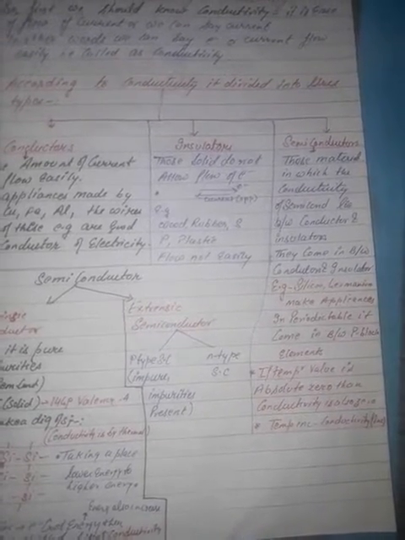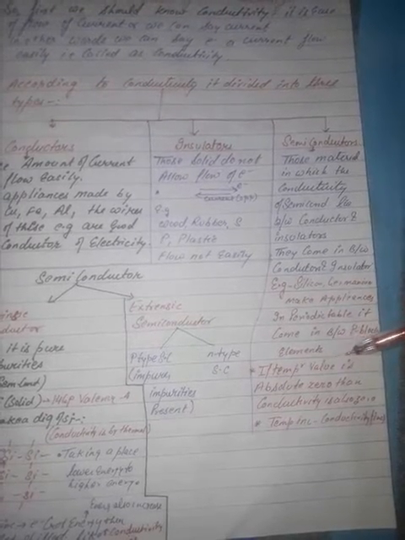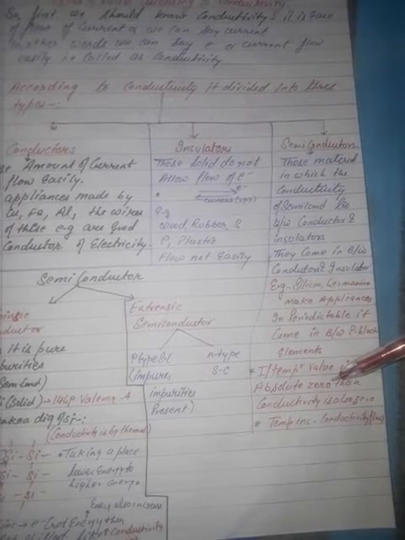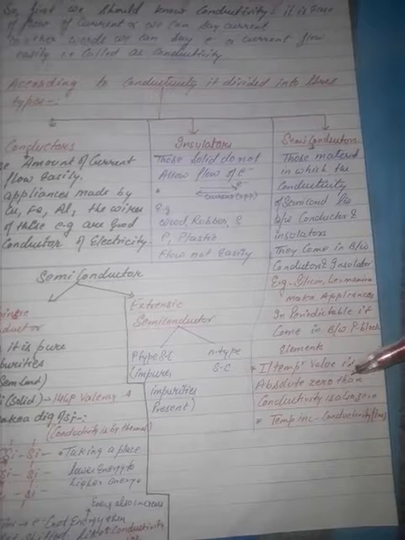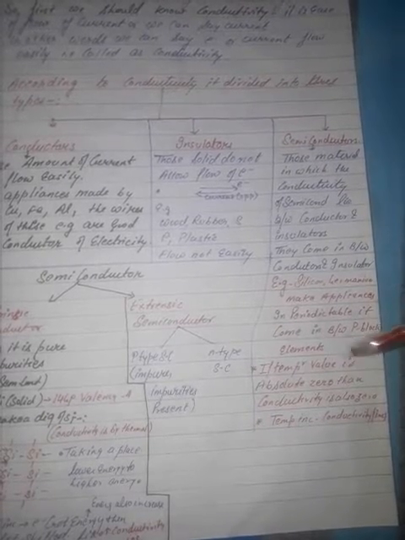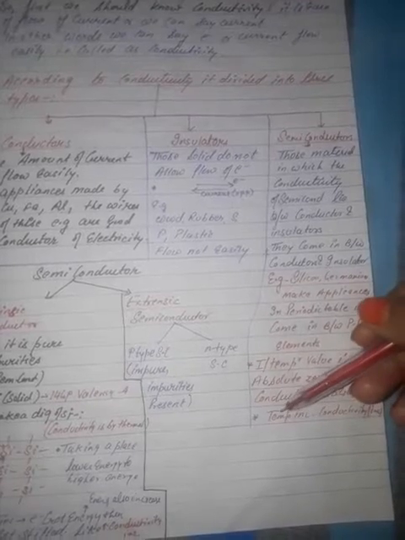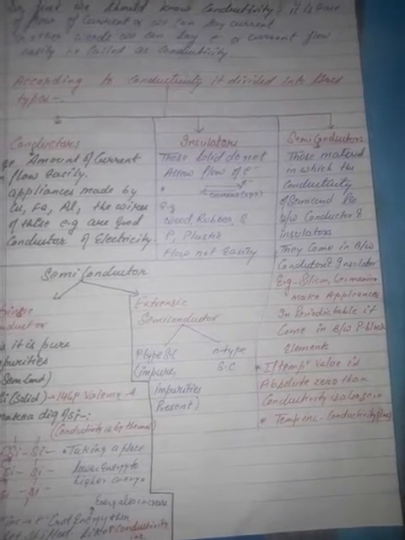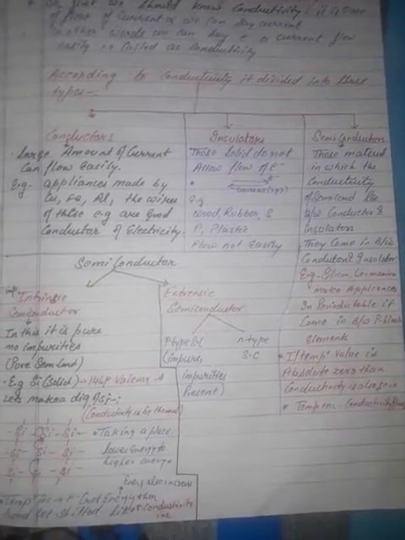Now one thing is very important in semiconductors. If the temperature value is absolute 0, then the conductivity is also 0. Temperature 0, conductivity 0. Temperature increases, conductivity increases, and vice versa. So these are the differences between conductors, insulators, and semiconductors.